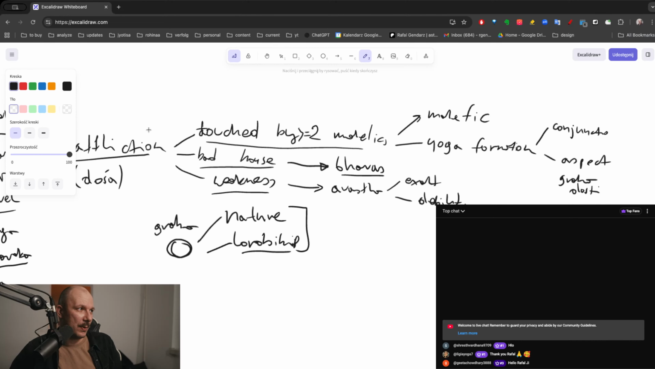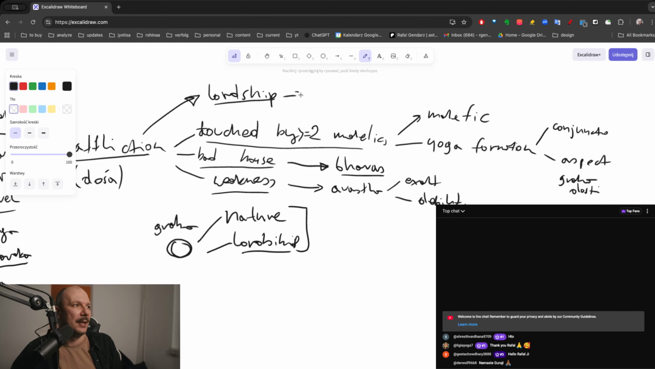So here we also need to learn what houses the planet lords, so lordship. And to understand the lordship, you need to understand how the signs are lorded by planets, right? For example, when you have Aries in the first house, the first house will be lorded by Mars, because Mars is lording Aries.